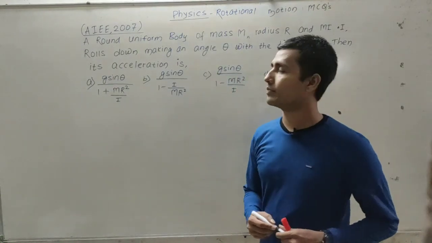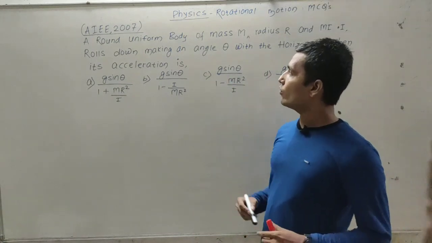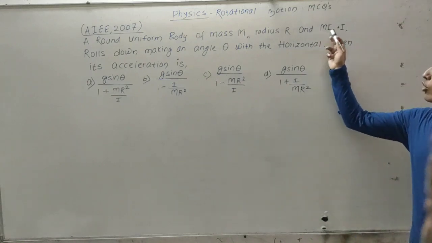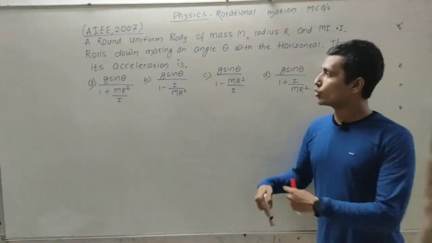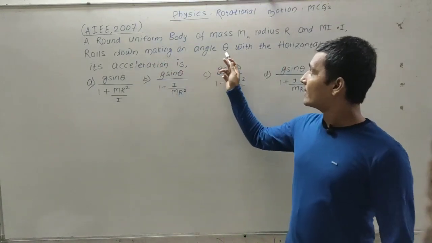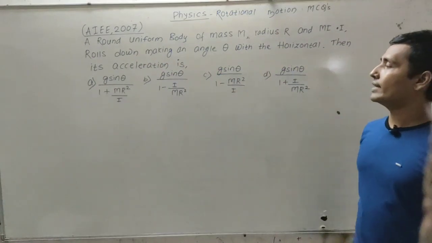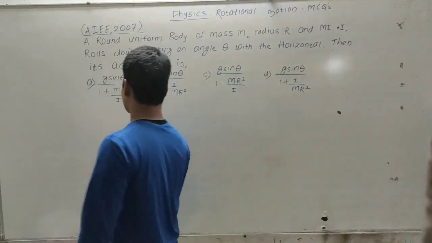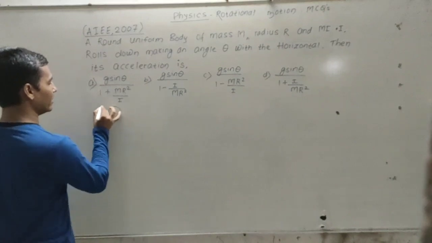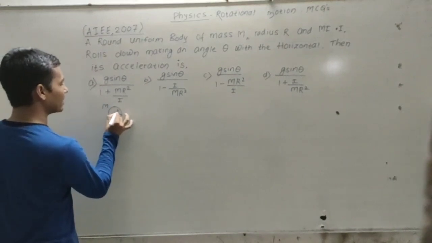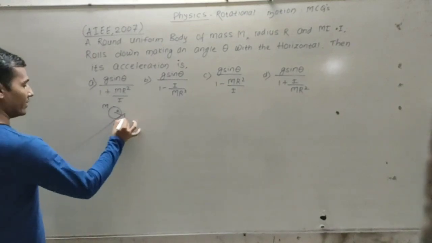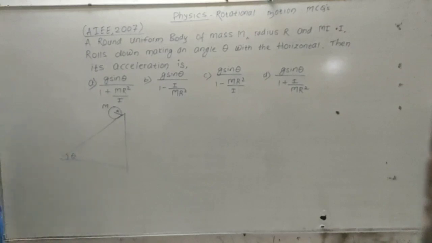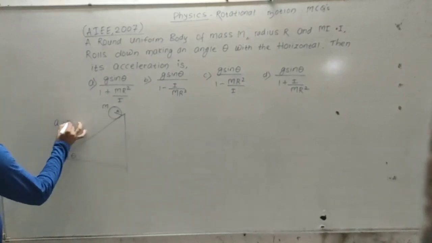So, our next problem is a round uniform body of mass m and radius r and moment of inertia I rolls down an incline making an angle theta with the horizontal, then its acceleration is. So, here is one body whose mass is m and radius is r rolling down an inclined plane with the surface, making an angle theta. So, we have to find its acceleration.